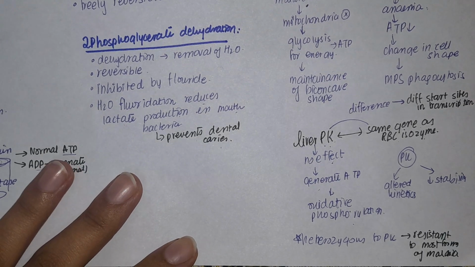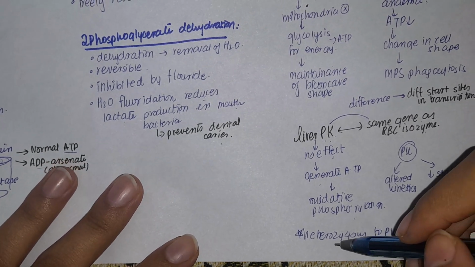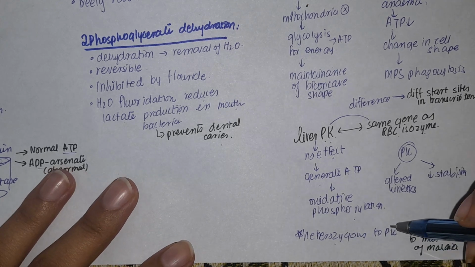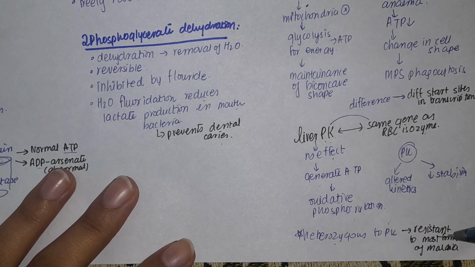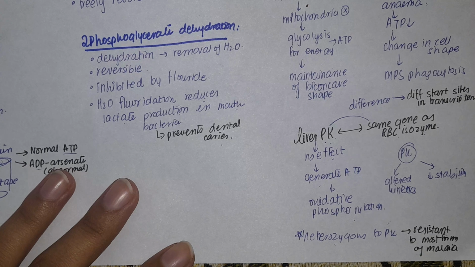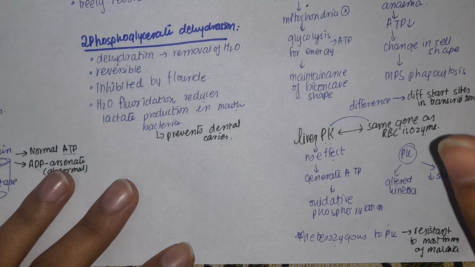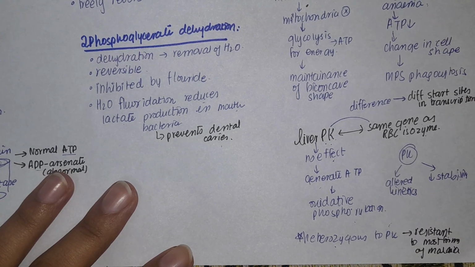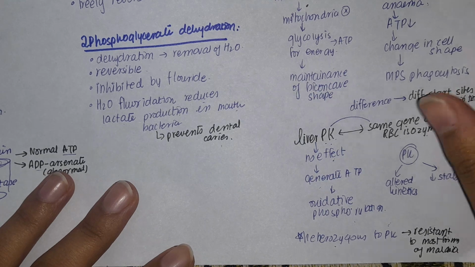Also, a patient who is heterozygous for pyruvate kinase deficiency is resistant to most forms of malaria. So the deficiency or anemia in one case is protecting them from different kinds of malaria.